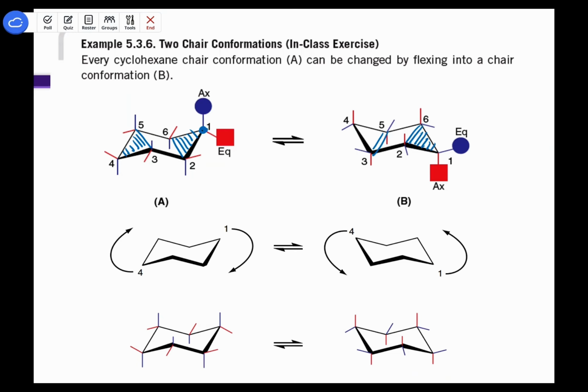And here, if you want to draw in your notes, we can see how the up triangle goes down, the down pointing triangle goes up, and we get this second chair conformation. All of the axial became equatorial. All of the equatorial became axial. So once more here, grab the two carbons that are far away from one another. The down triangle goes up, the up triangle goes down, and all the axial and equatorial have swapped positions.